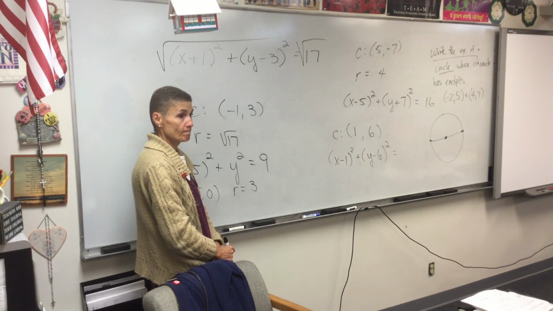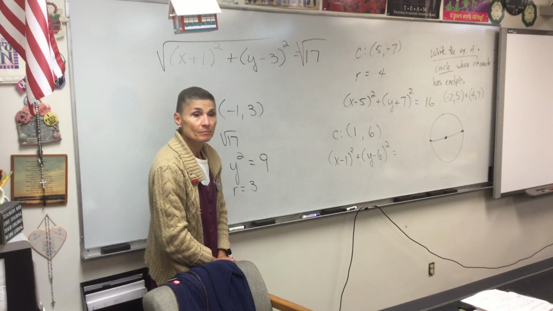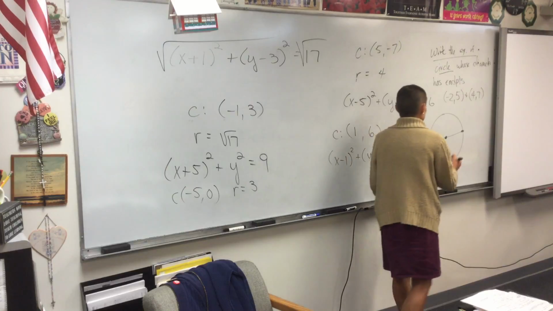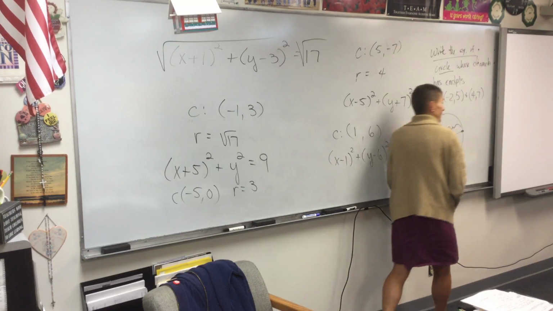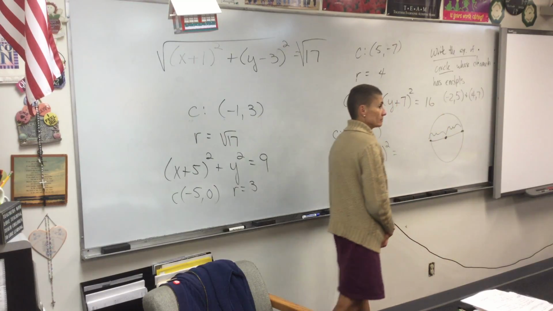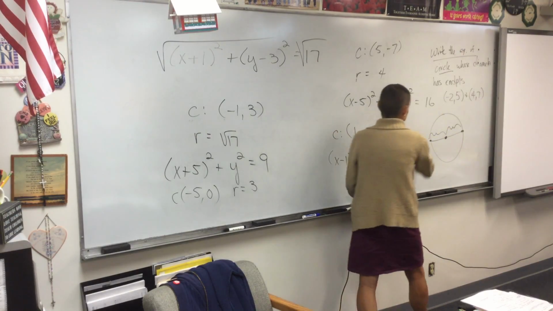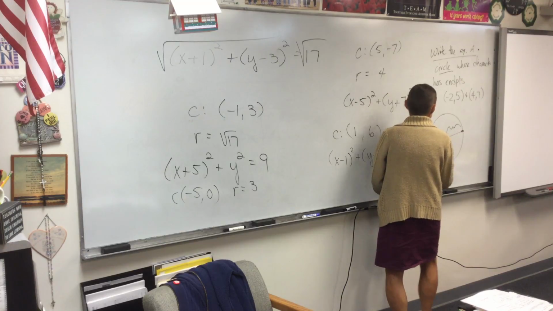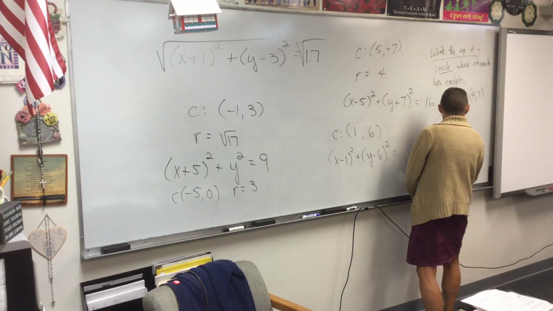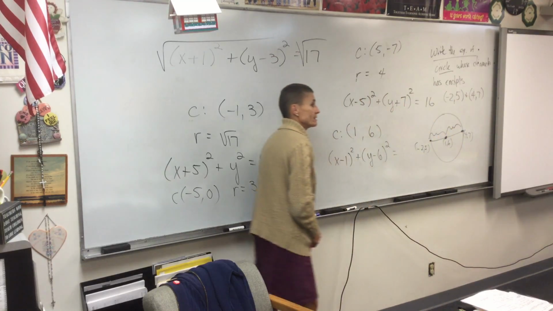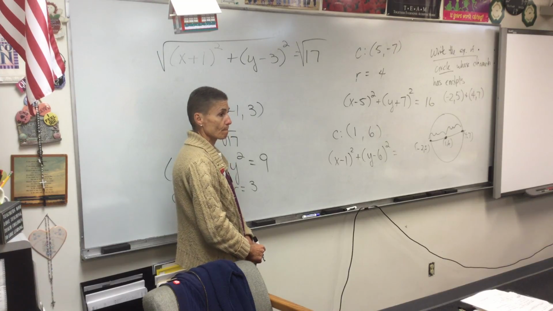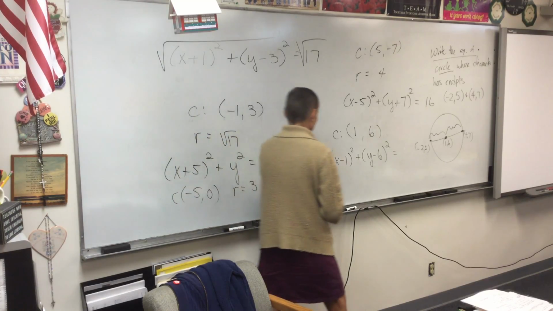So far, so good? Now, what are we missing? The radius. When you look at the picture, do you recognize that this is the radius? Or this is the radius? So if this is the point -2, 5 and this is the point 4, 7 and this is the point 1, 6, how are we going to find our radius? The distance formula.